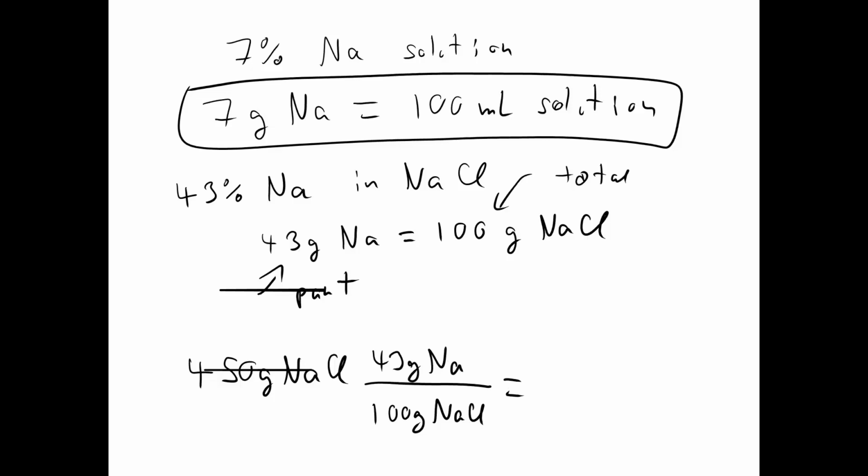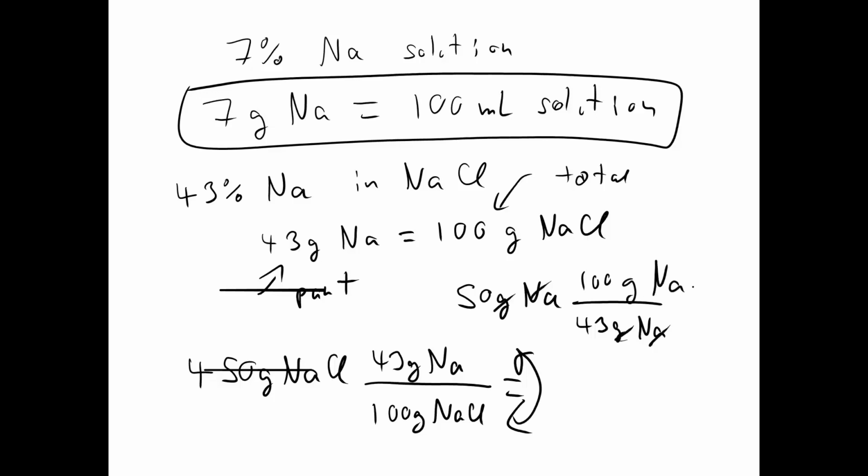Or if I say, how much total do you need, how much sodium chloride do you need if you need 50 grams of sodium, you can also start with 50 grams of sodium, and then all you have to do is reverse this conversion factor. You divide by 43 grams and multiply by 100, right? So the grams of sodium cancel, leaving grams of NaCl. You can work a conversion factor method. Sometimes it's a little quicker.